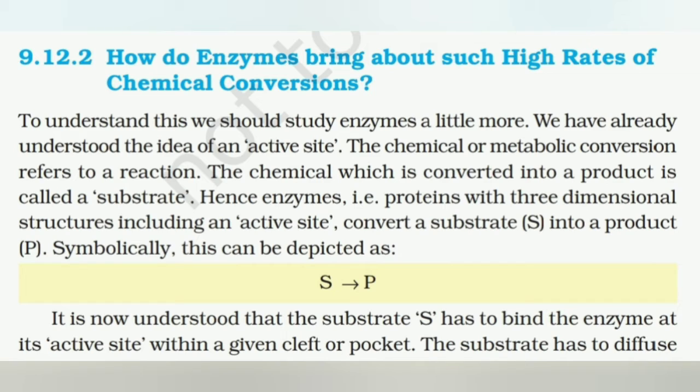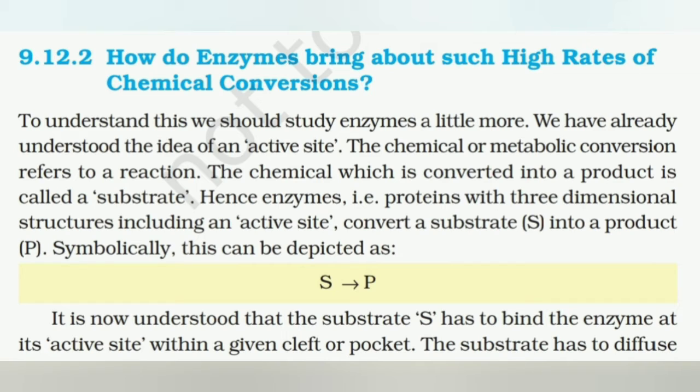How do enzymes bring about such high rates of chemical conversion? To understand this, we should study enzymes a little more. We have already understood the idea of an active site. The chemical or metabolic conversion refers to a reaction. The chemical which is converted into a product is called a substrate. Hence, enzymes, that is proteins with three-dimensional structure including an active site, convert substrate into product P. Symbolically, this can be depicted as S converted into P.